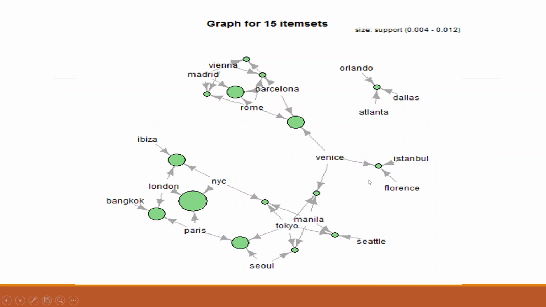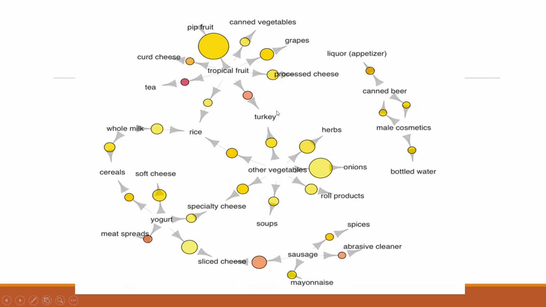Now you can see here, this is the connectivity of flights. What is the probability that if a person is going to Rome, then he will go to Barcelona or Vienna? Or if a person is in London, then he will take a flight to Bangkok. So this gives us the probability. Another example is, if a person has purchased tropical fruit, what is the probability that the customer will purchase curd cheese, tea? So it basically gives you the if-then condition.